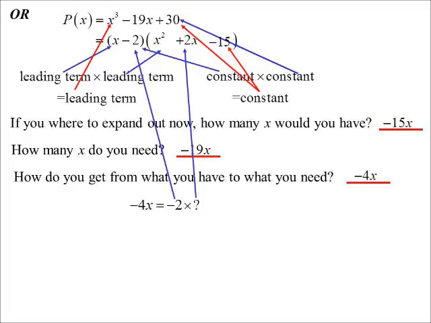Minus 2x. So that must be the middle term. So that's the basic thought process you go through. You go, well, look, if I was to expand out now, how many x would I have? And so that answer is minus 15x. How many do I actually need? Well, I need minus 19x. So how do you get from what you have to what you need?